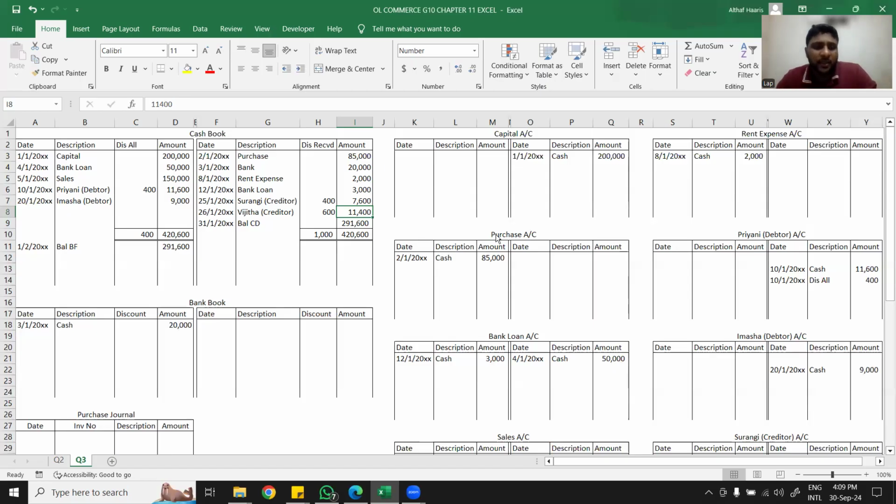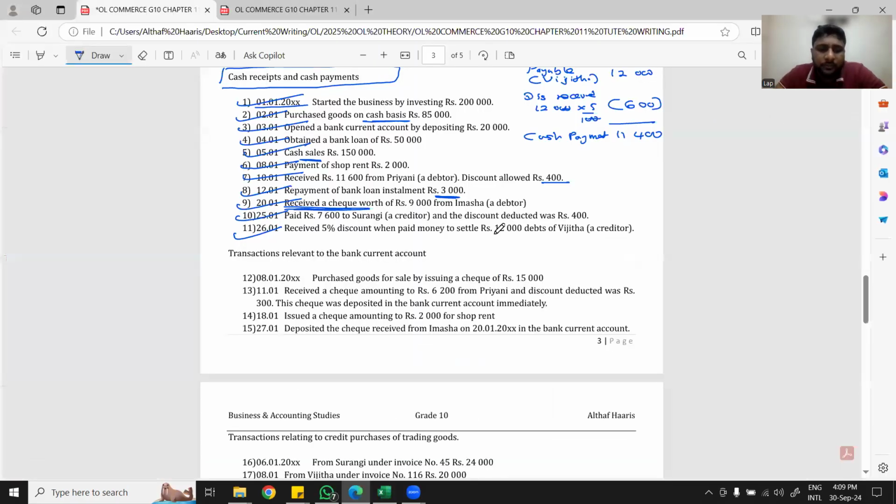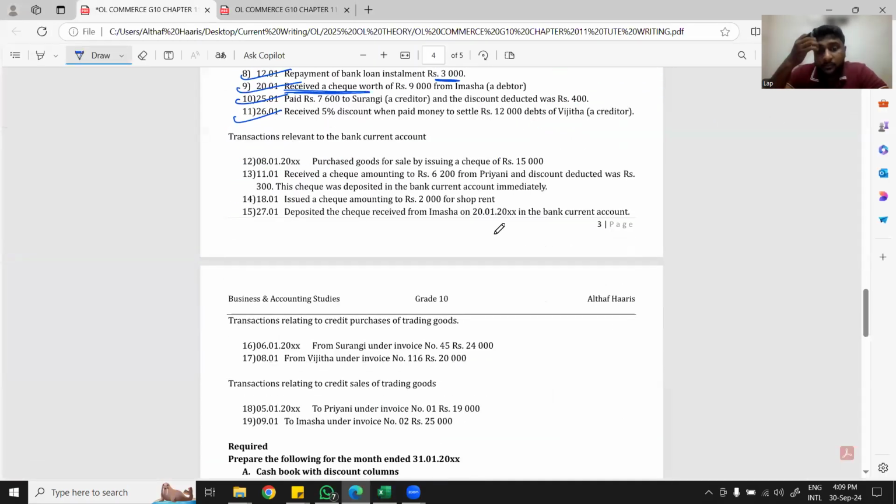Now let's go to the bank. Purchase goods. Always goods purchase, stock purchase. Always you have to write in the purchase account. And you gave a check of 15,000. That means paying through the bank.